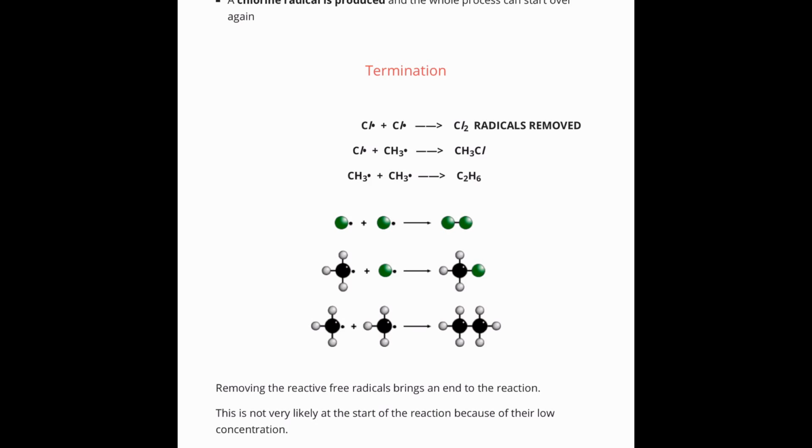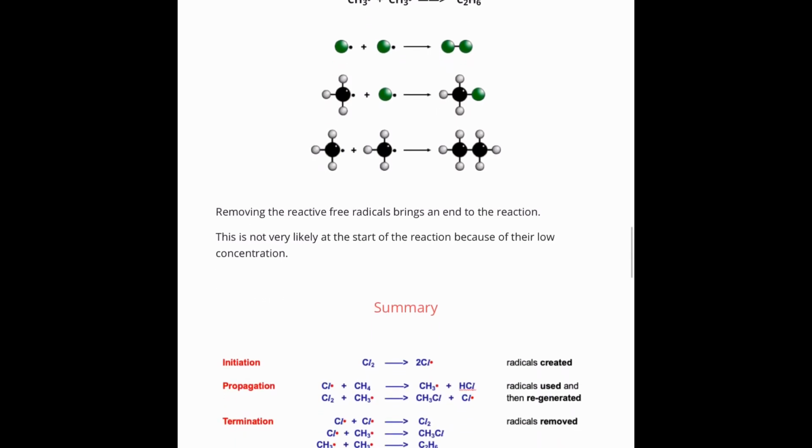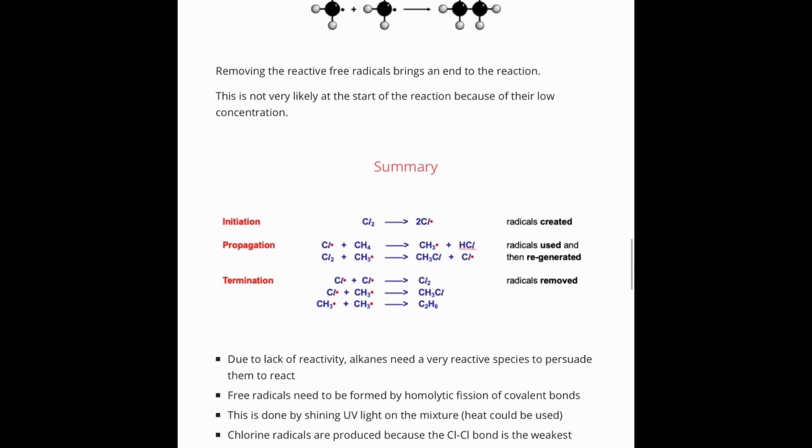For a termination, we have 2 radicals making a neutral molecule. So 2 Cl radicals can collide and make a chlorine. A chlorine radical and a methyl radical can collide and make chloromethane. Or 2 methyl radicals can collide and make ethane. So in the reaction pot, at the end of this reaction, we have a multitude of products. This is why I saw lots of black smoke in the reaction.